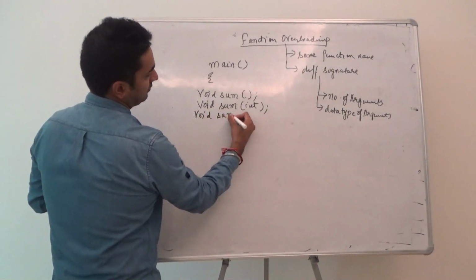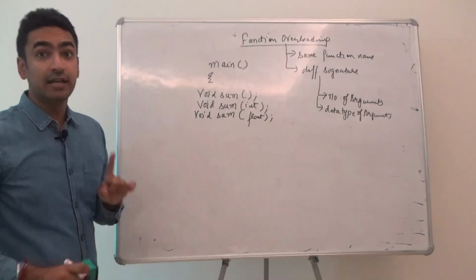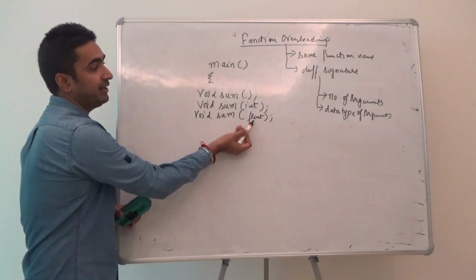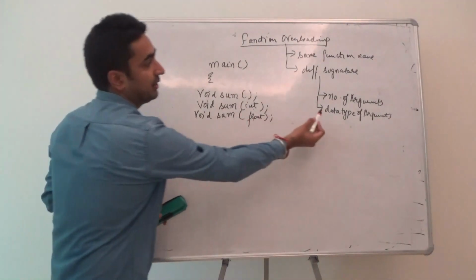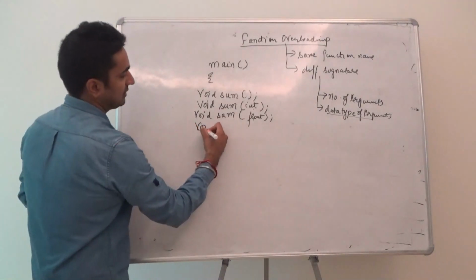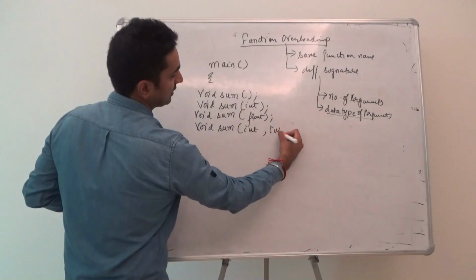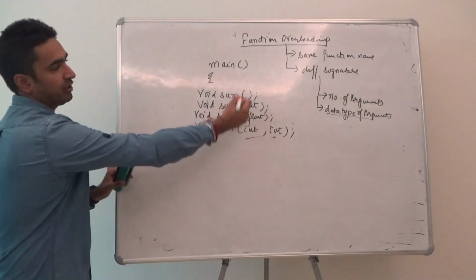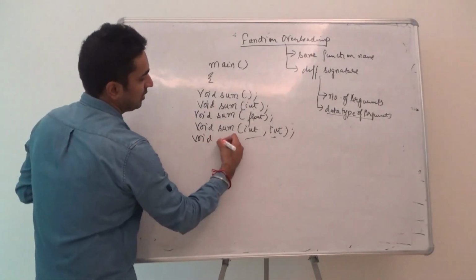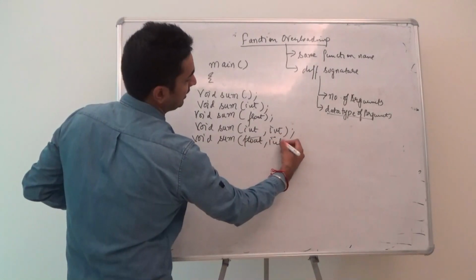Now see over here, again function overloading. Why? No argument, one argument, but the data type of the argument is different. I can say void sum and use two arguments. So over here two arguments, over here one. Function overloading is possible. I can use it like this, void sum float int.